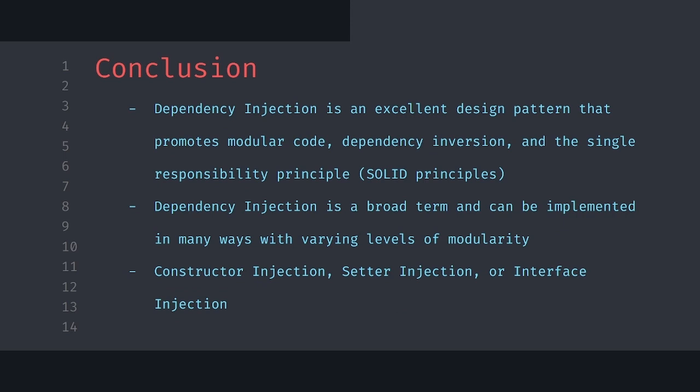So a quick conclusion, dependency injection is an excellent design pattern. It promotes modular code, as we've seen, specifically dependency inversion and the single responsibility principle. Those are SOLID principles, specifically the S and the D. Dependency injection is a broad term and can be implemented in many ways. We have seen this being done with setters, constructors. We've mentioned how to use interfaces, and how you represent the individual components is all up to the user to define.